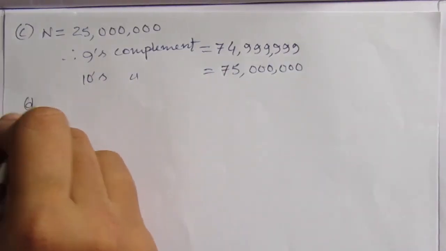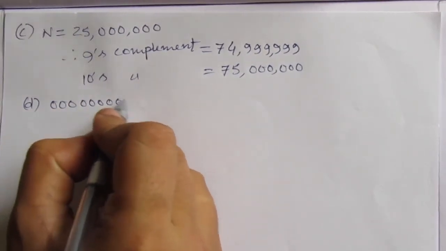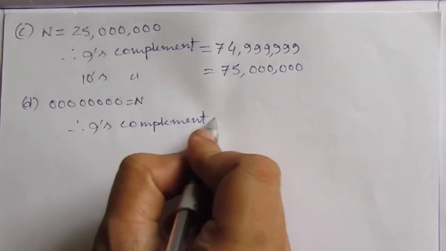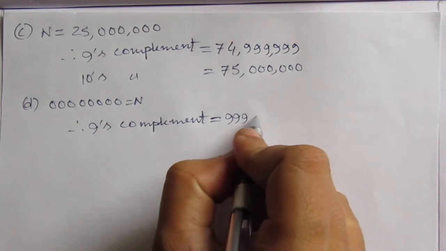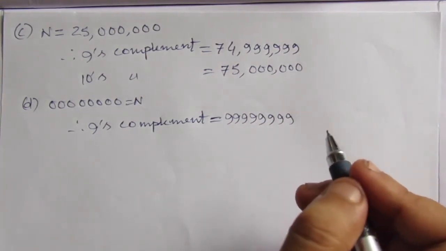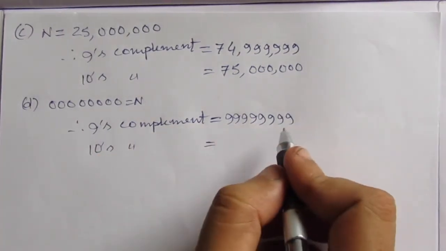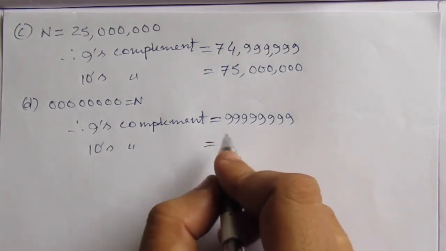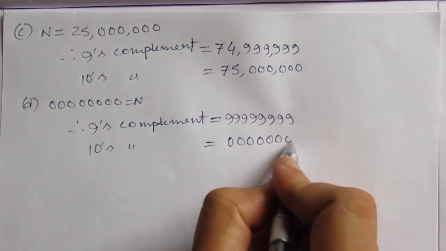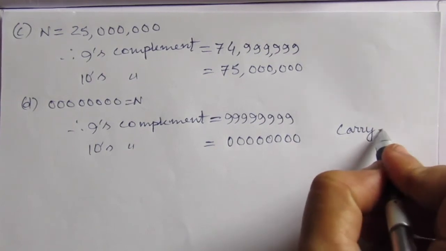And similarly for D, we have 00000000, this one is the N. Therefore the 9's complement equals 99999999. Okay, so this is the 9's complement. For the 10's complement we have to add 1, so 1 will be the carry and the result will be 00000000. Okay, this is the 10's complement and we will have a carry equal to 1.